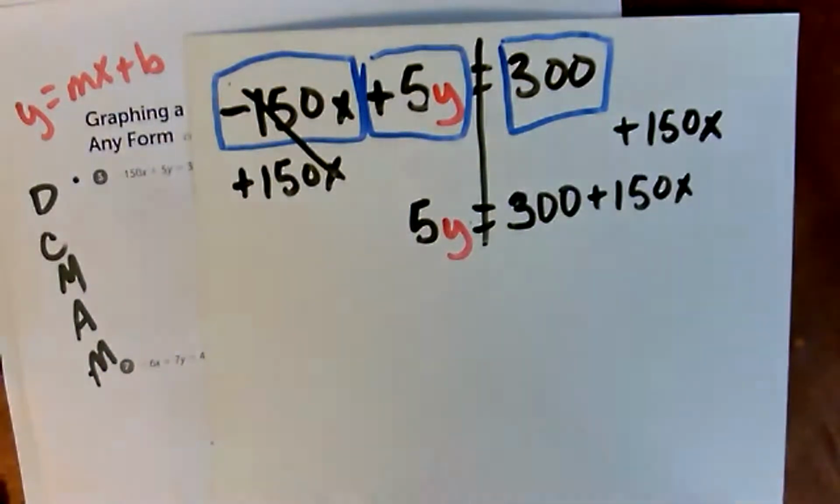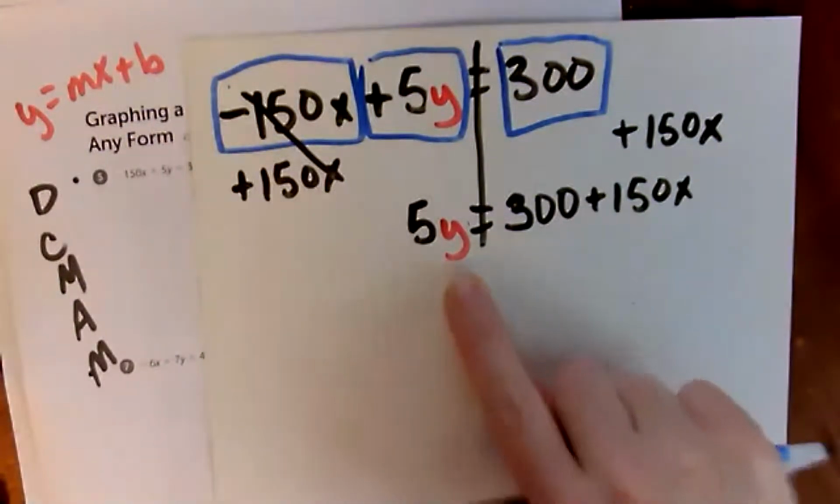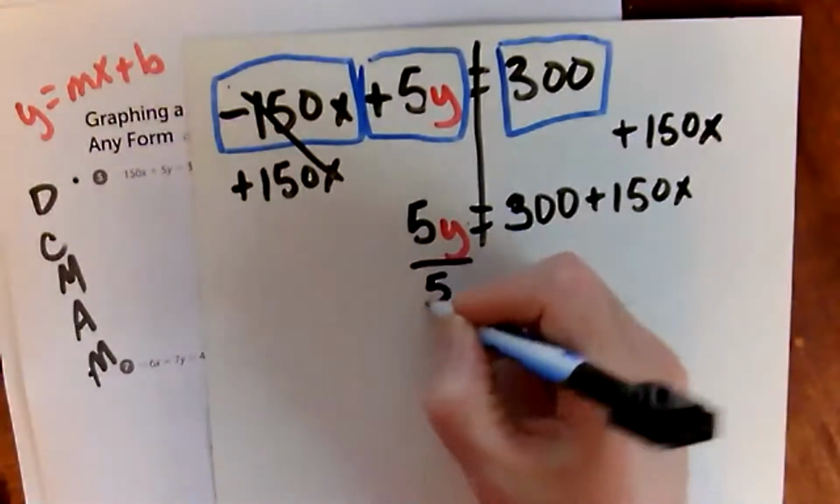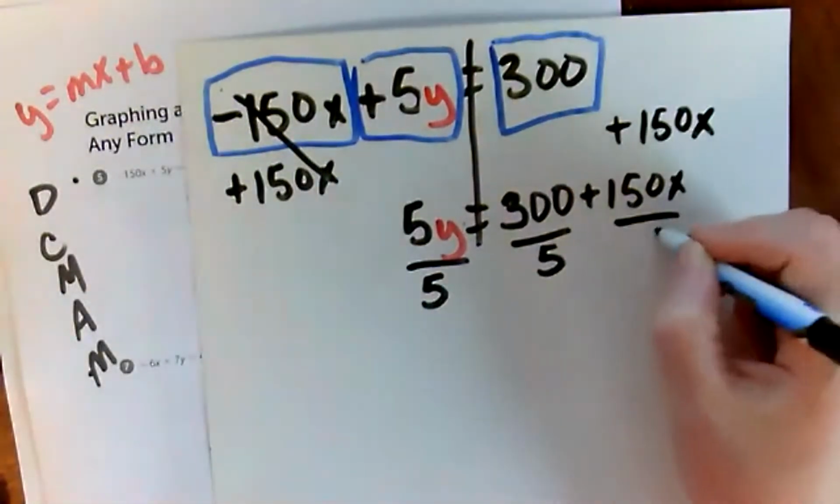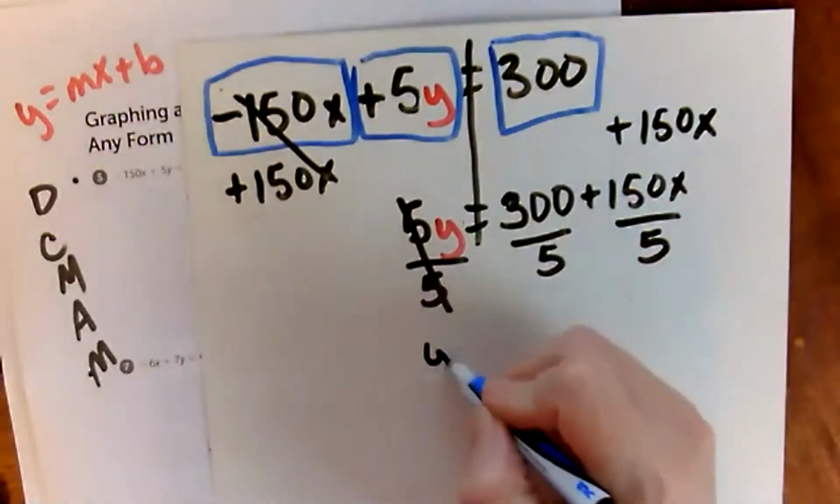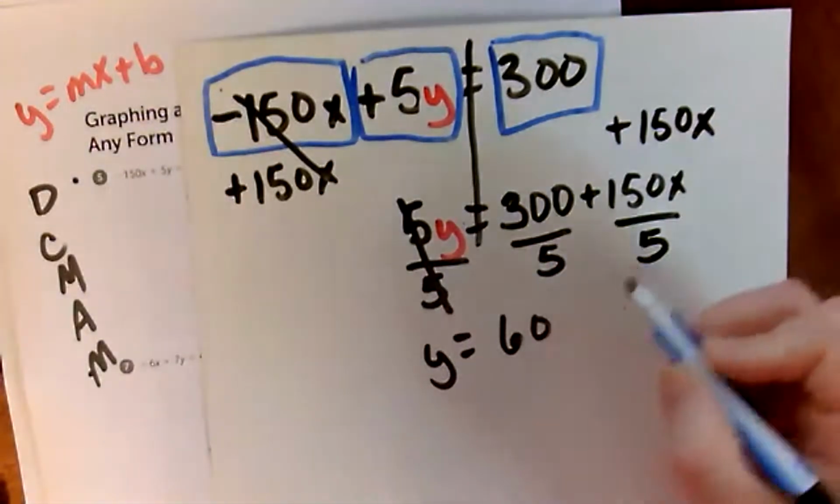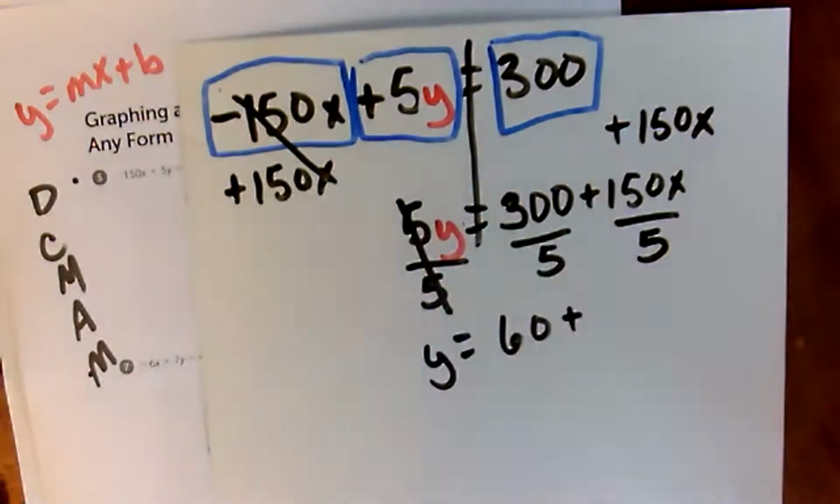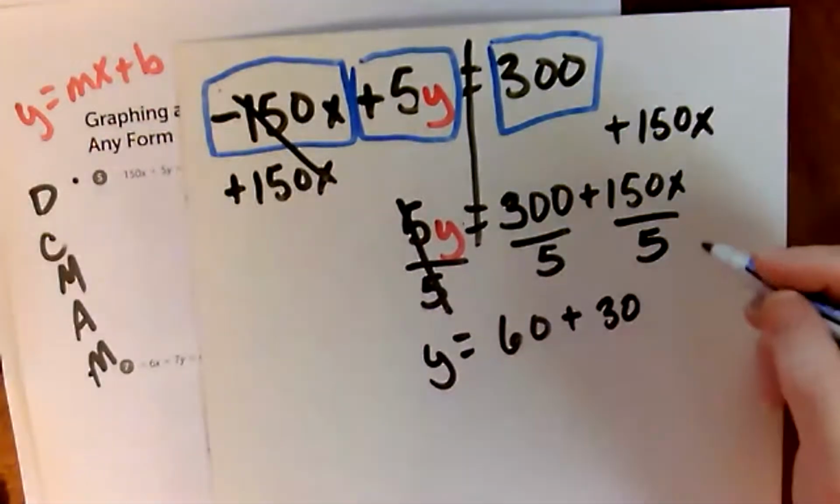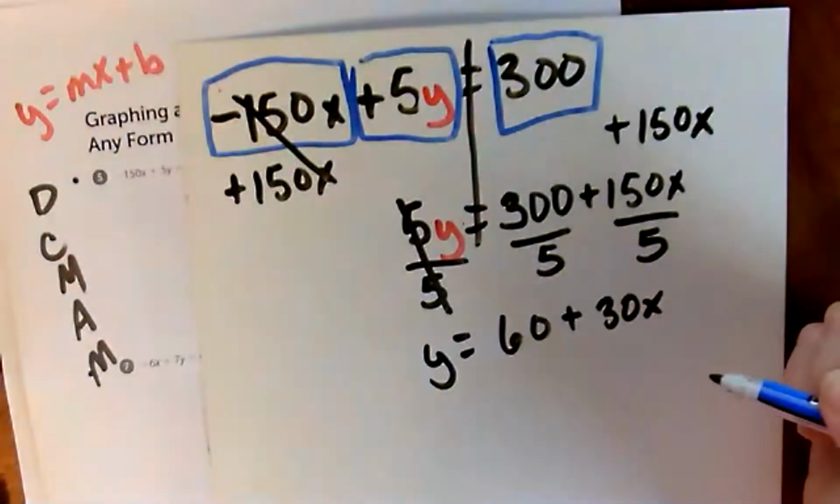All right. Now, is Mr. Y happy yet? No, ma'am. So you would divide on all sides. We're going to divide everything by 5. The 5s cancel, we're left with y. 300 divided by 5 is 60, and 150 divided by 5 is just 30. 30 what? 30x. Got to remember that last name.